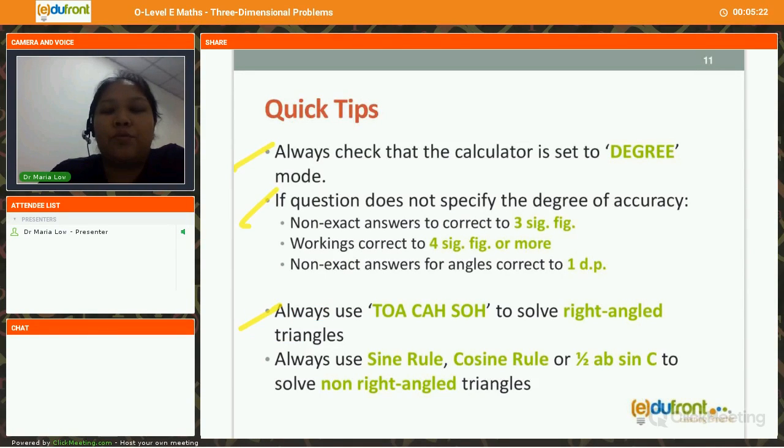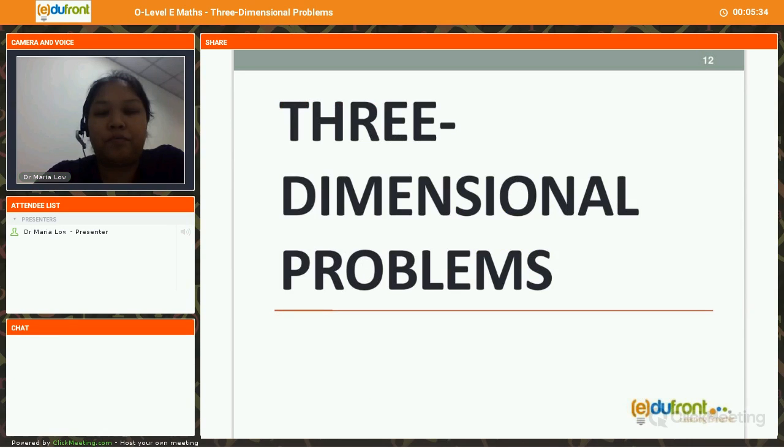We use Toa, Cah, Soh to solve right-angled triangle questions, but we always use the sine rule, cosine rule, or half ab sine C to solve non-right-angled triangles. Now let's take a look at some three-dimensional problems.